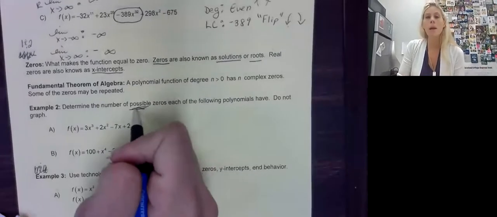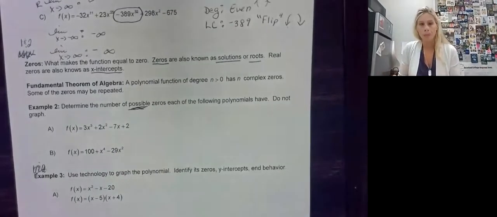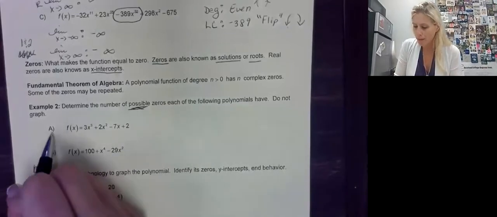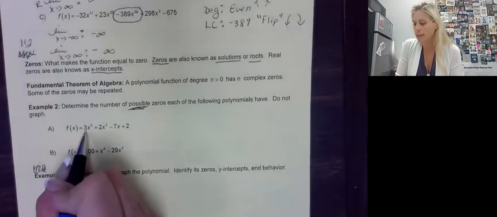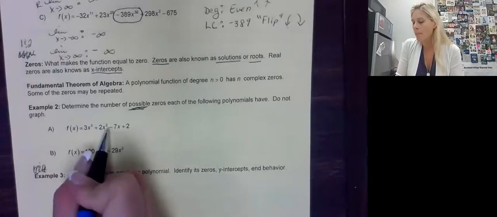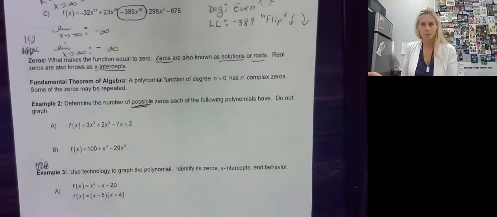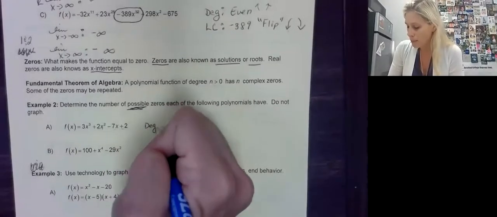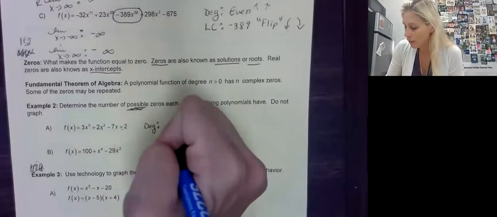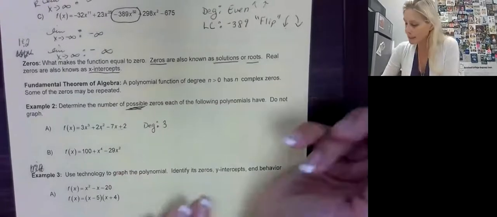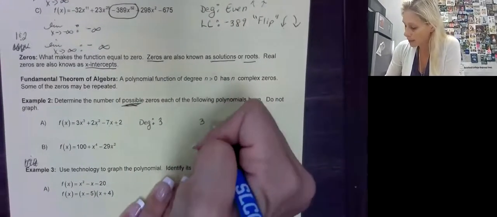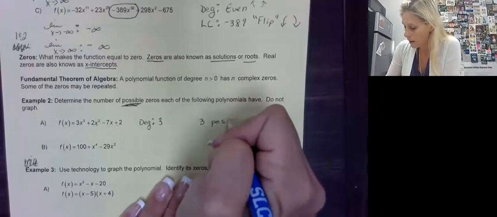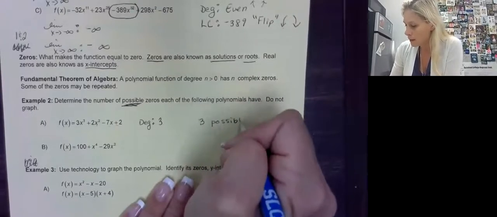I really want you to keep that in mind. Possible. Okay, it is the largest degree. So if we look at A right here, we have f of x equals 3x cubed plus 2x squared minus 7x plus 2. Is it in standard form? Yes, it is. So since the degree, the highest exponent, is 3, that means there are 3 possible zeros.